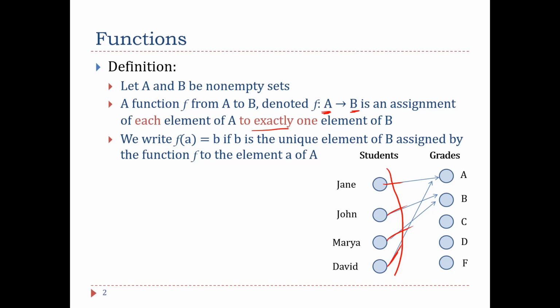So it's sufficient to look at this side. If we see an element without any outgoing arrow, then we say that this mapping is not a function. And if we see any element with two different outgoing arrows, we don't care where they are heading, we would say that this is not a function either. So every element should be mapped to one and exactly one element in the other set.